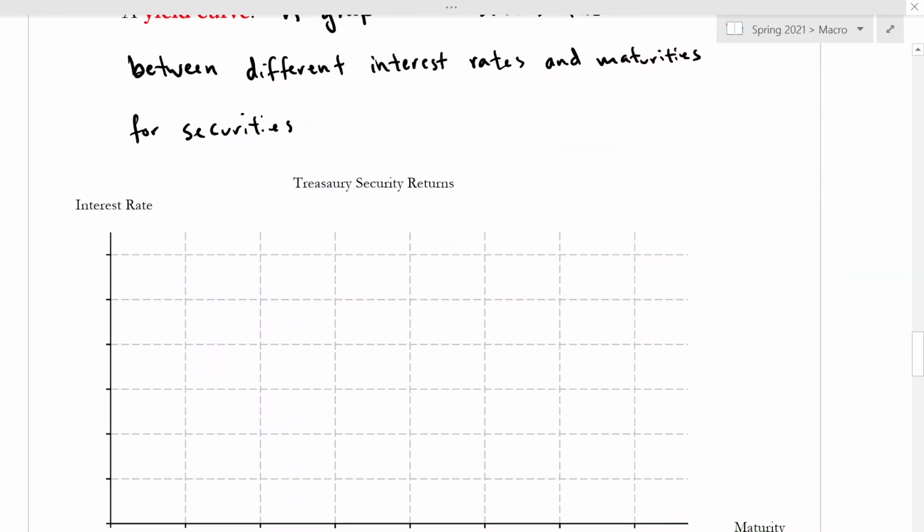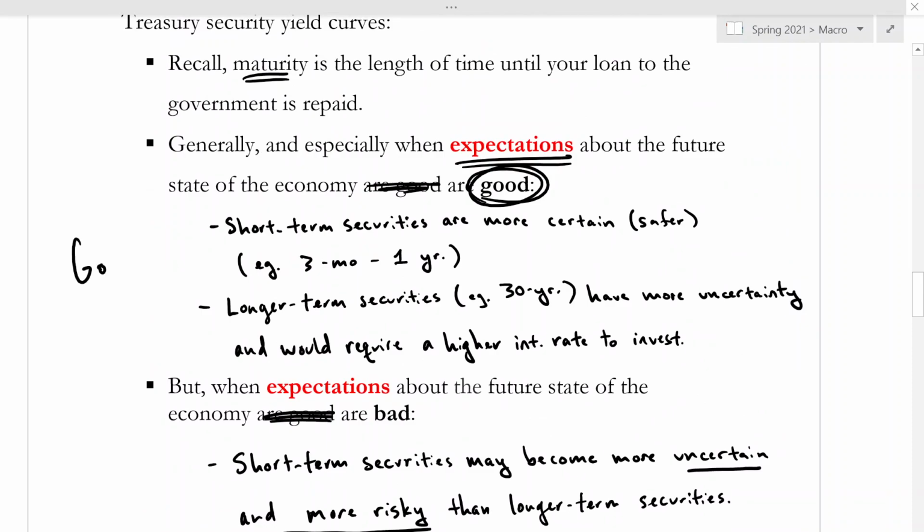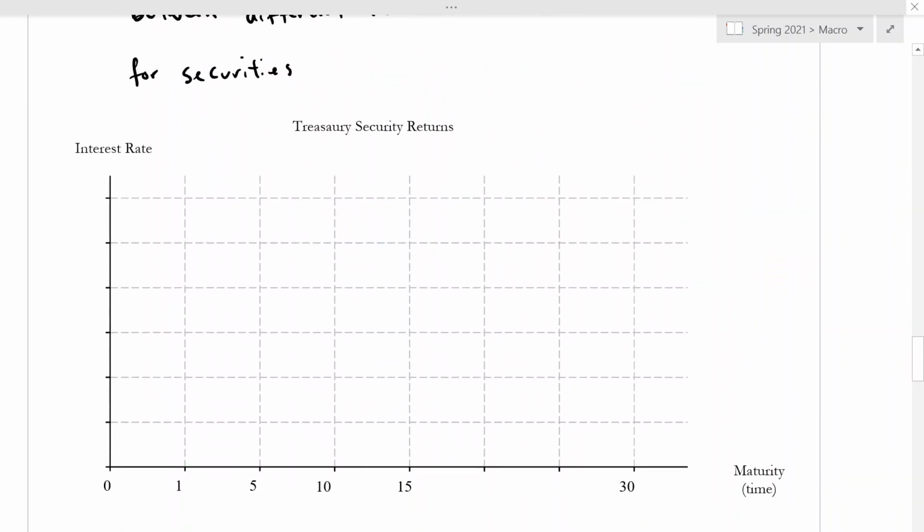And so let's start again with a normal situation where expectations about the future are good. If we have a three-month loan from the government, in 3 months during normal good times, everything's looking fine. There's almost no risk. And if there's no risk, I'm not going to get a very high return for that. It's a very safe investment. So I'm going to get a very small interest rate.